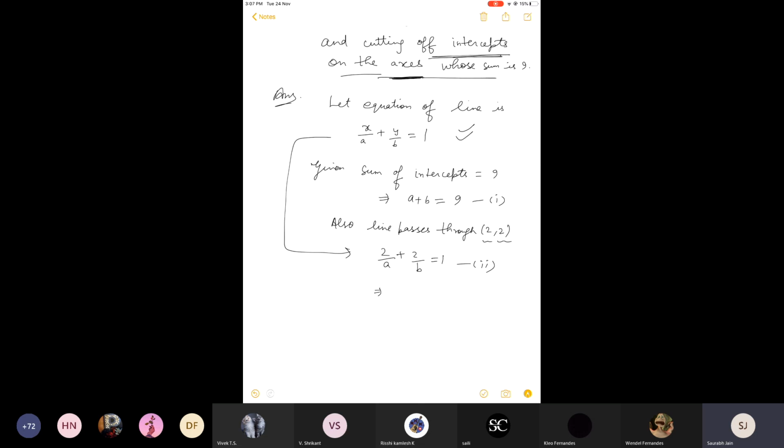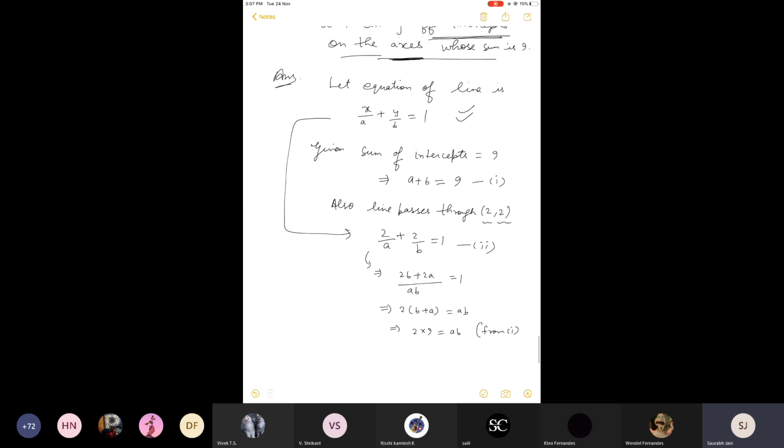Let us see. We will take the LCM. So the LCM is AB. This is 2B plus 2A equals AB, after cross multiplying and taking 2 common from the LHS, twice of B plus A. Now in place of B plus A I will put 9 from equation 1. So we have the value of AB as 18 now. This is your third equation.